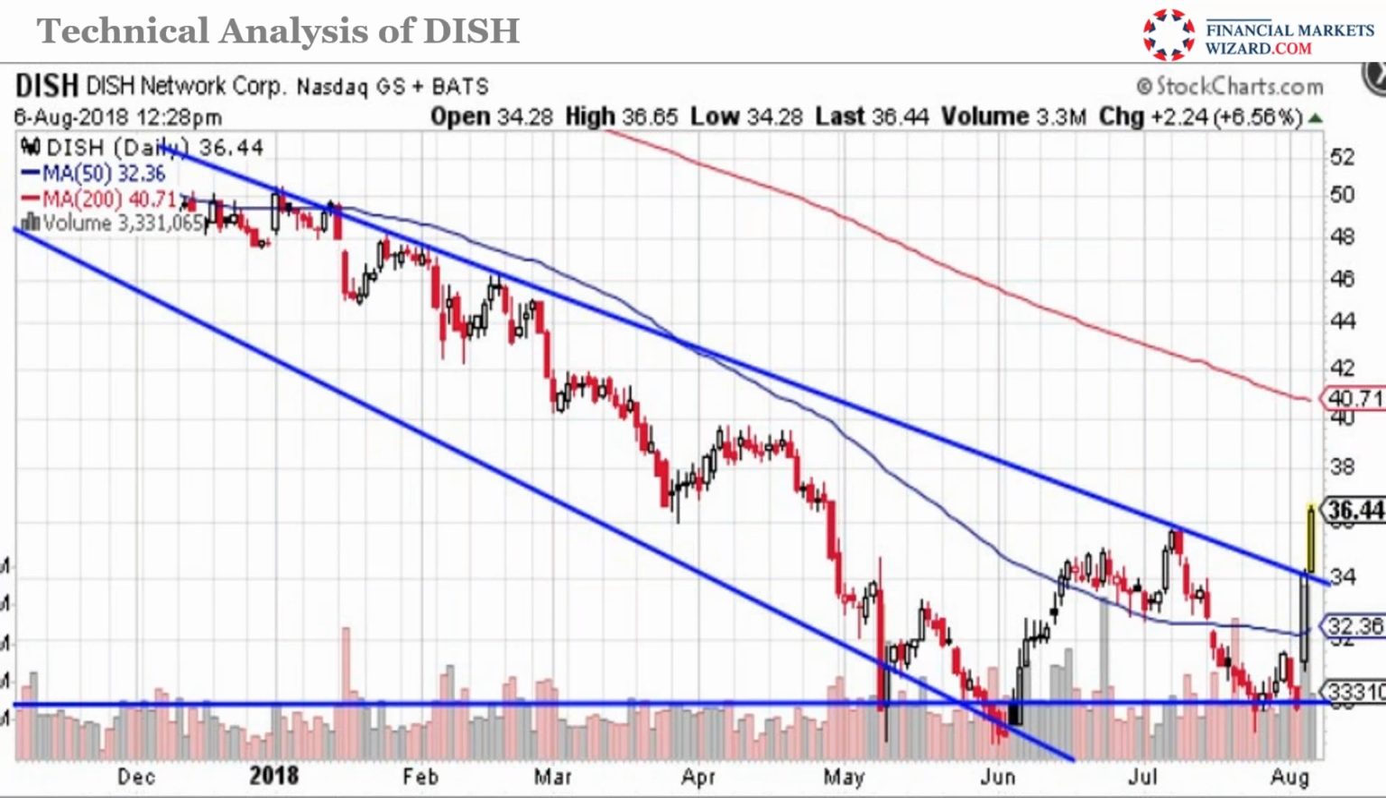This is Dish Network. I saw this Dish Network. I did not trade on Dish, but just to show you the example, it broke the resistance line. You see this downward sloping resistance line, and it broke. So now the trend has changed. So you need to expect that it will continue going up. So the trend is to the upside, not to the downside, because the trend line is broken.